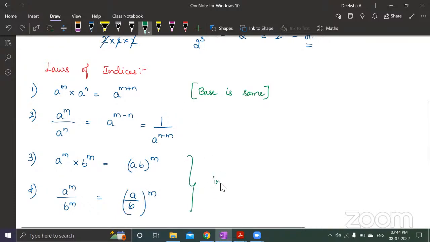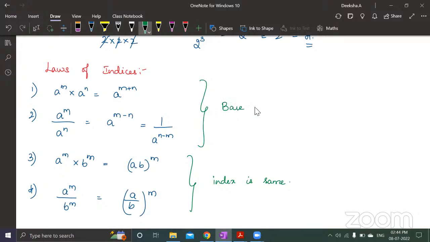So in these two cases, index is same. Okay, if the index is same, you can combine the bases. If the base is same, you're combining the index. Hope this is clear. If the base is same, if you're multiplying, then you will add the powers. If you're dividing, you will subtract the powers. If the power is same, then whatever is the base, whether it is multiplication or division, you're writing it without power, and basically you're writing a whole power. Vice versa, like a into b whole power m, if you have, you can also split the powers as a power m into b power m.